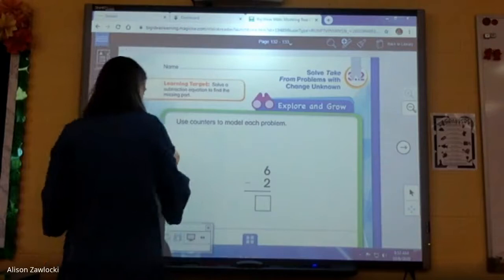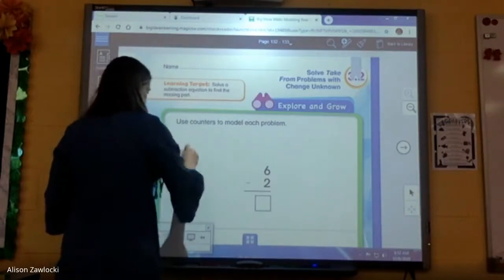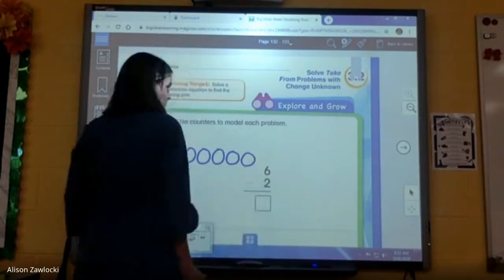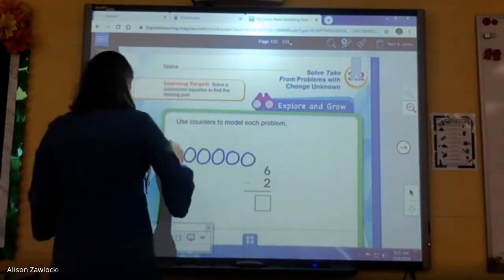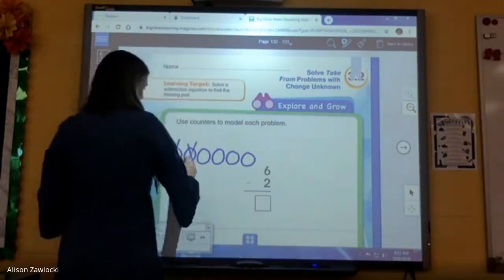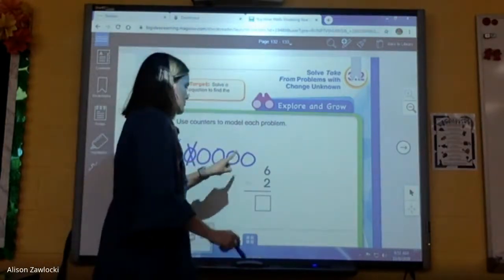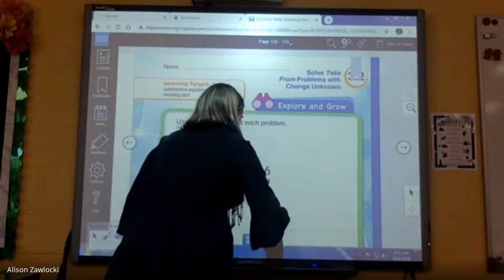So I'm going to do this by drawing circles: 1, 2, 3, 4, 5, 6, and I'm going to mark out 2 of them. 1, 2. I'm going to count how many I have left over. 1, 2, 3, 4. I'm going to write 4 here.